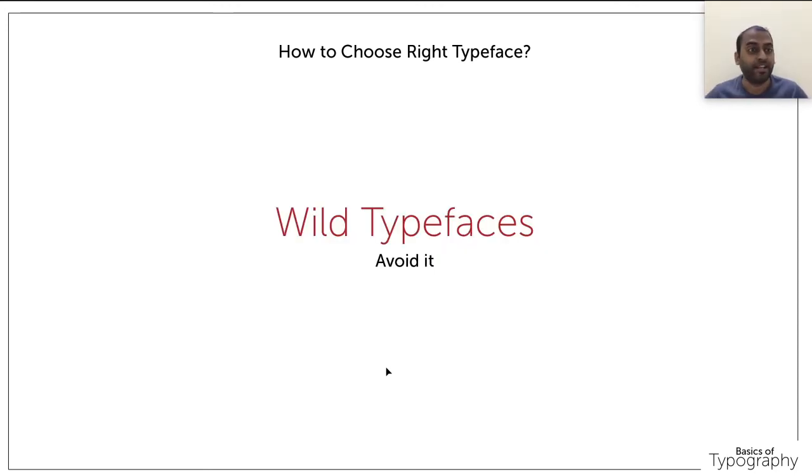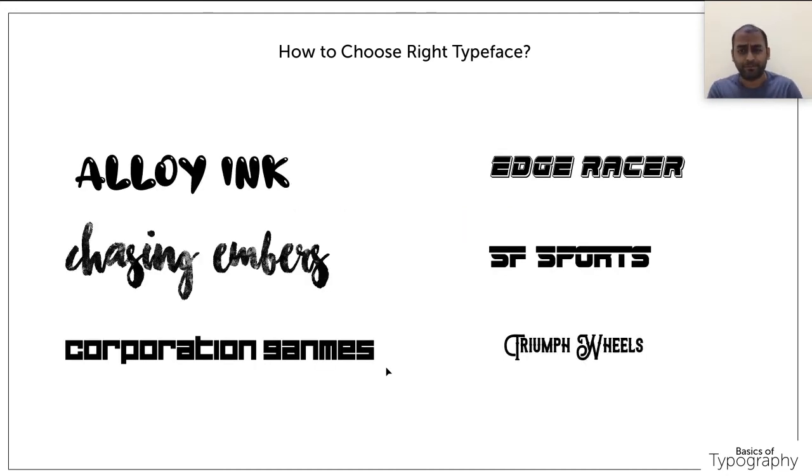And the wild typeface. The opposite of the safe font is nothing but the wild typeface, be it a decorative font or sometimes a script font. Some script fonts are really wild. Try to avoid them in your designs. Some examples are Alloying, Chasing Embers, Corporation Games, Edge Eraser, SF4, Triumph Wheels. I think there is some spelling error, sorry for that. These fonts are definitely decorative and have a wild typeface.